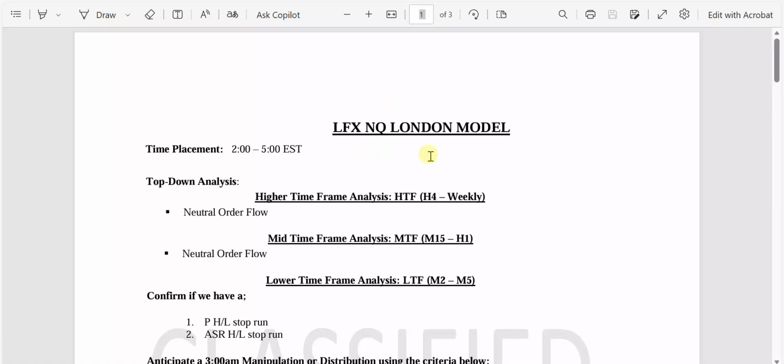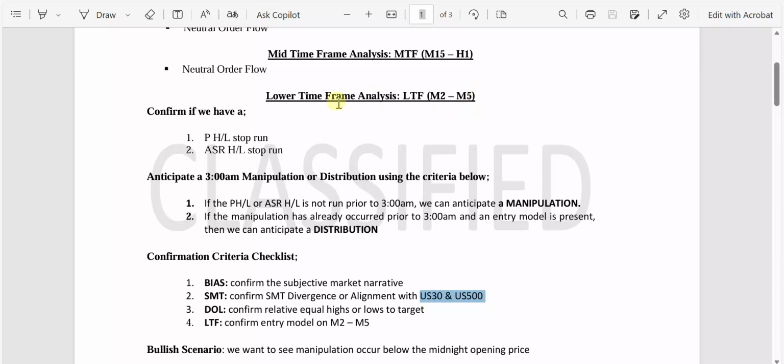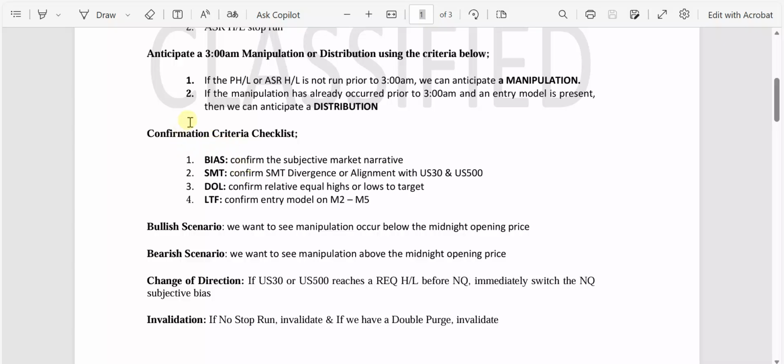So just to summarize what I've just explained, I've talked about time placement, 2 to 5 a.m. New York time. Then for top-down analysis, higher time frame and mid time frame, we're looking out for a neutral order flow. Then the main attention is on our lower time frame, where we want to confirm if there's a stop run on our previous high or low, or Asian session range high or low. Then of course I've tried to explain anticipating the manipulation and distribution at the London Open, which is at 3 a.m. Then I've also highlighted the checklists: the bias, SMT, drawn liquidity, and where to get your entry model.